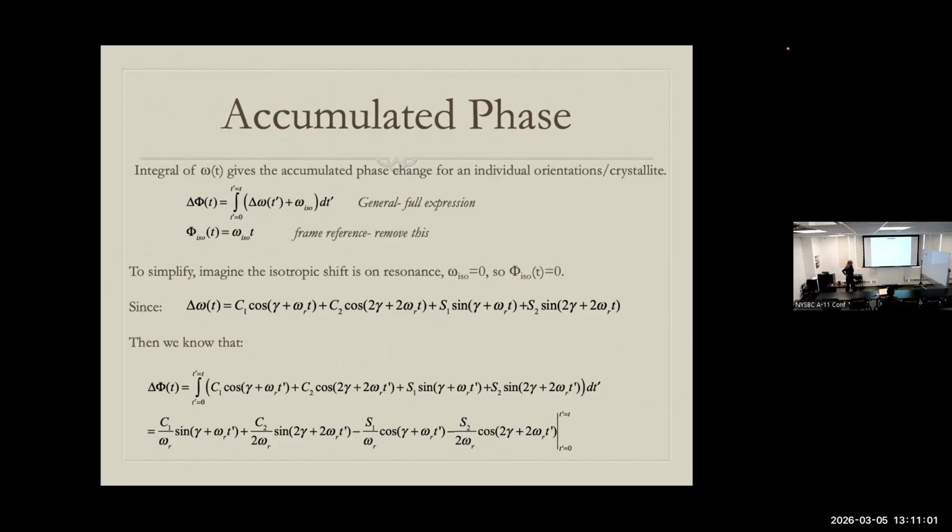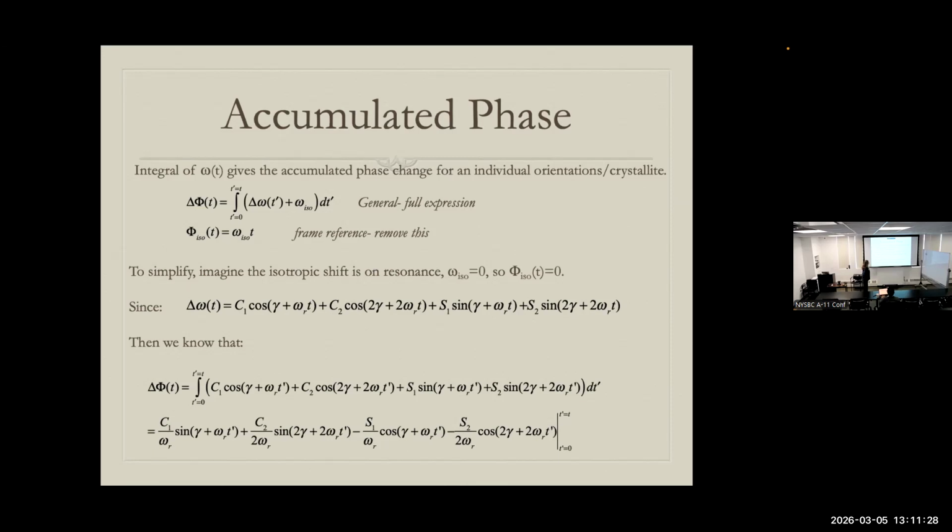So first, the accumulated phase. Let's just show that it's accessible to us. It should be the integral from t prime equals 0 up to t prime equals t of the frequency. And the frequency is the delta omega that we have been studying, as built off of a base of omega iso.